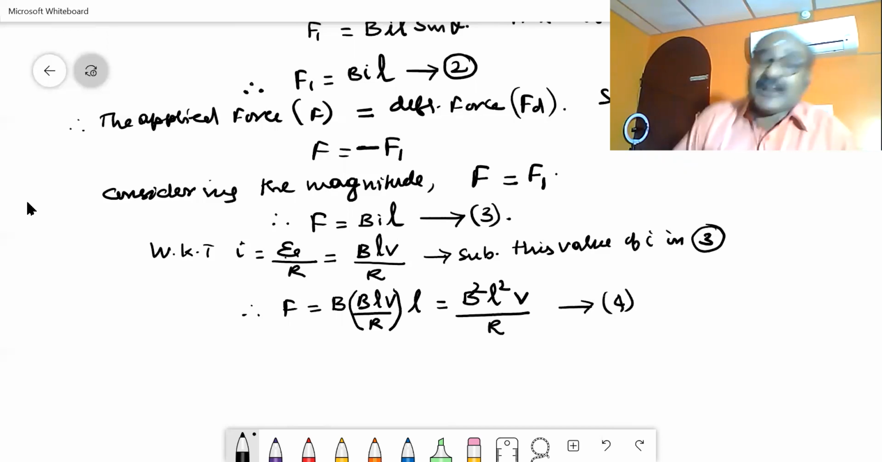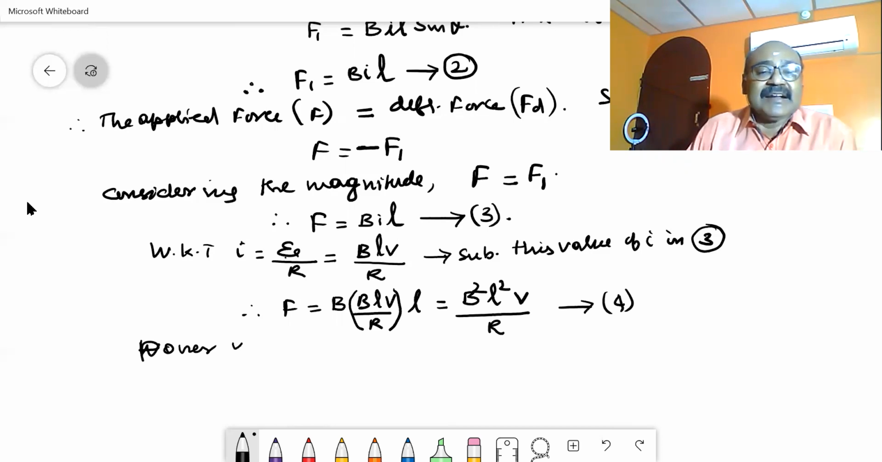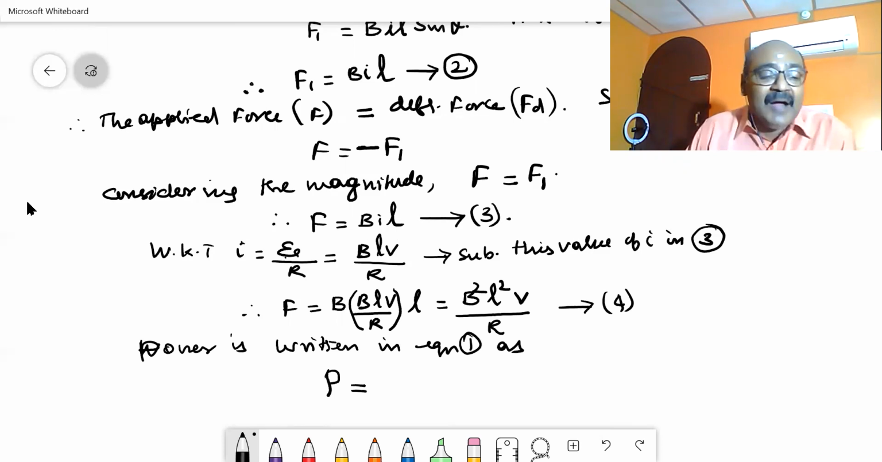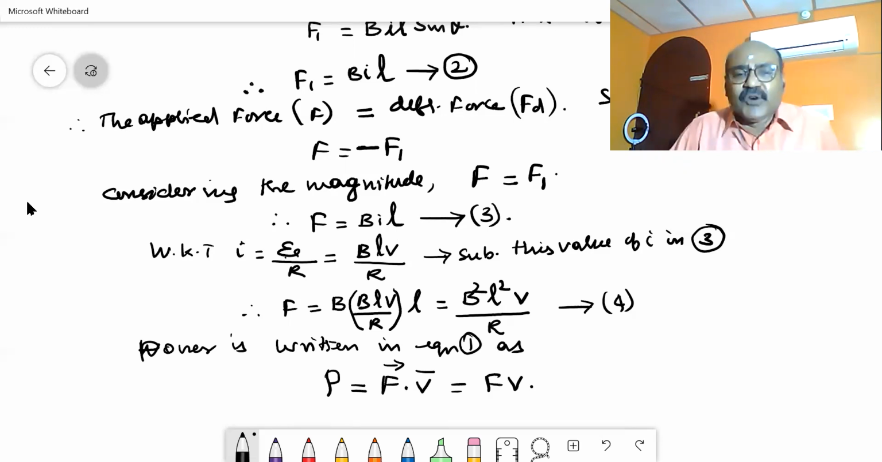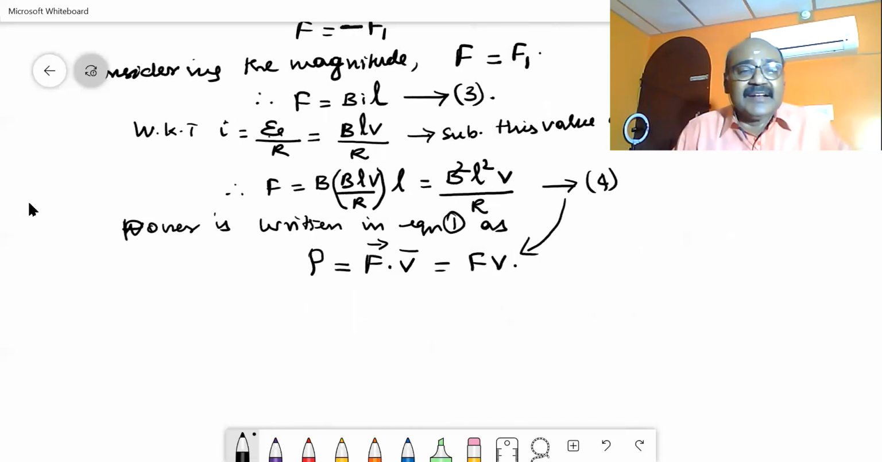Already in equation 1, we have defined power. In equation 1, power P is equal to F vector dot V vector, which we have written as F into V. So substitute for F from this equation 4.